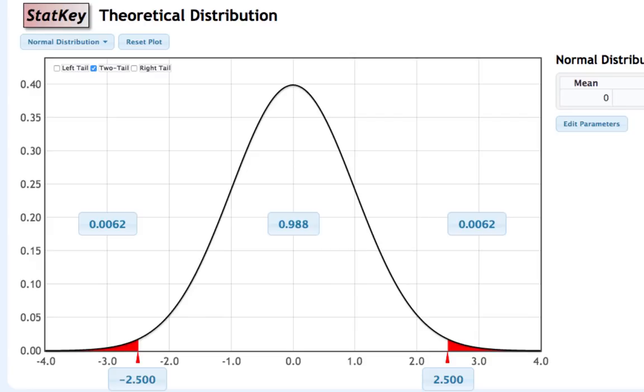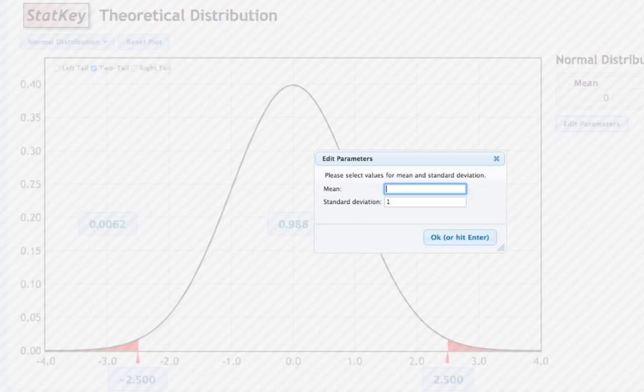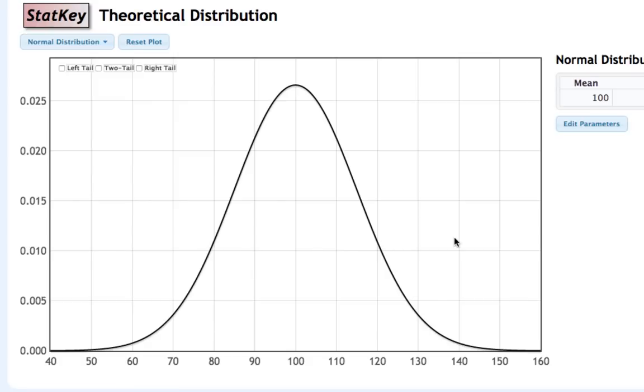You always need to remember, though, to pay attention to the area that is shaded in red to make sure that you do have the correct distribution. One last thing I want to show you here is if we do edit the parameters to save the parameters for an IQ test with a mean of 100, standard deviation of 15, it's the same process. So we can find any percentile.